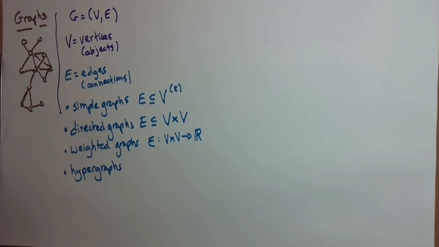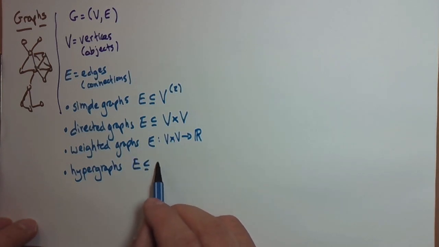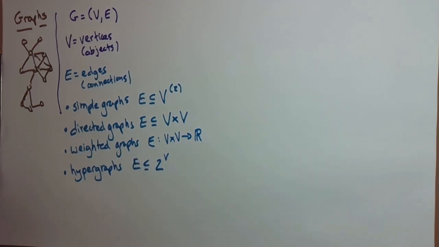Or you could say, look, I'm not going to put a restriction. Maybe sometimes it's a 3-element set, maybe it's a 5-element set. And we could say E is some subset of 2 to the V, which is just all possible subsets of the vertices. And then of course you can add appropriate restrictions that you want, and so forth and so on.